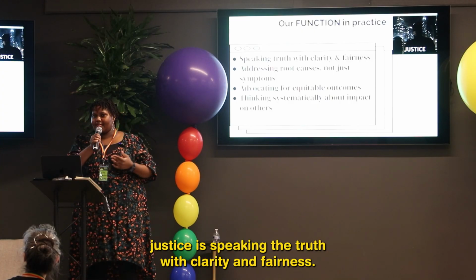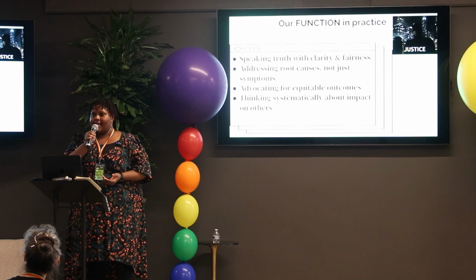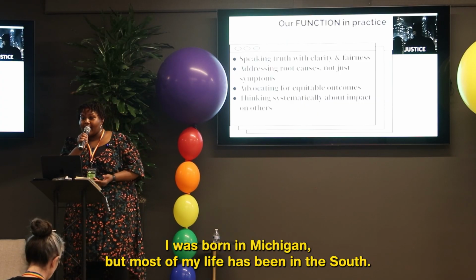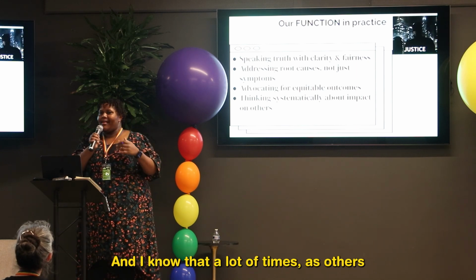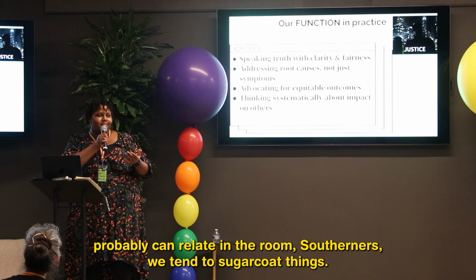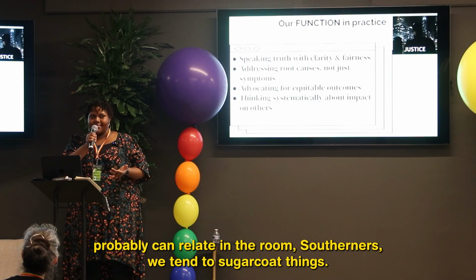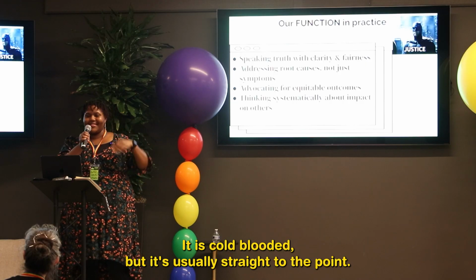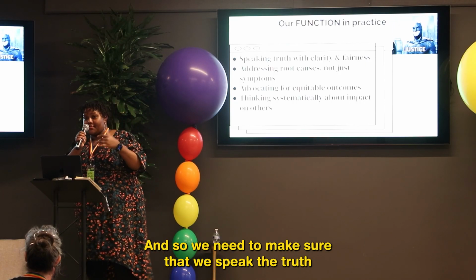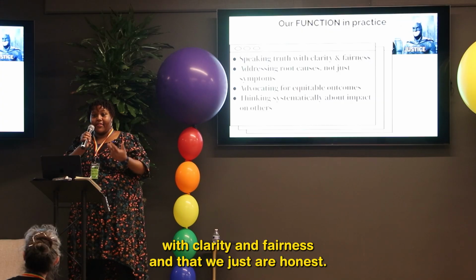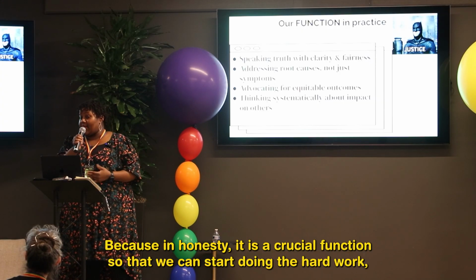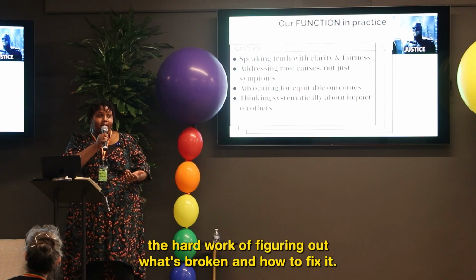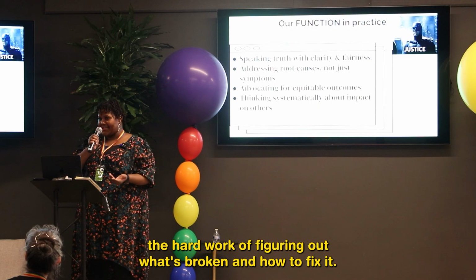justice is speaking the truth with clarity and fairness. I know sometimes, I was born in Michigan, but most of my life has been in the South, and I know that a lot of times, as others probably can relate in the room, Southerners, we tend to sugarcoat things. And when you're from the North, it is cold-blooded, but it's usually straight to the point. So we need to make sure that we speak the truth with clarity and fairness, and that we just are honest. Because in honesty, it is a crucial function so that we can start doing the hard work of figuring out what's broken and how to fix it.